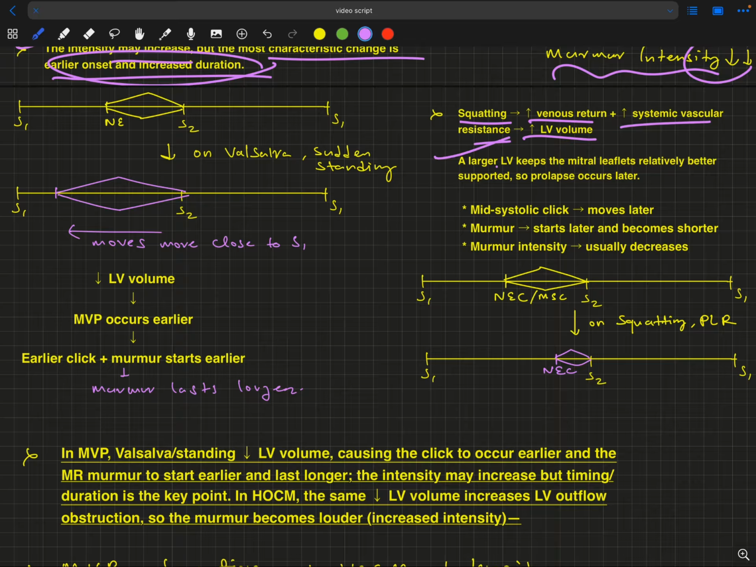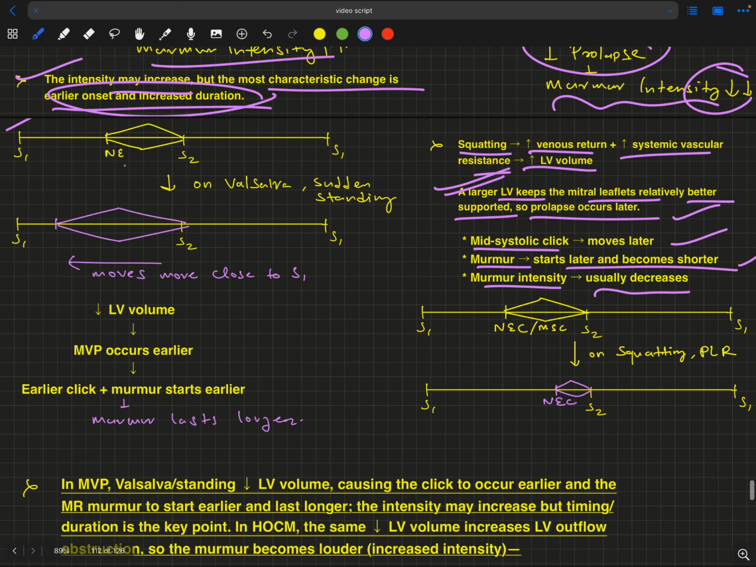A larger left ventricle keeps the mitral leaflets relatively better supported, so prolapse occurs later. So with a larger left ventricle, the chordae will be tight, the mitral valve leaflets will be better supported, so the prolapse occurs later. The mid systolic click moves later, the murmur starts later and becomes shorter, and murmur intensity usually decreases. So this is the mid systolic crescendo-decrescendo murmur with a non-ejection click.